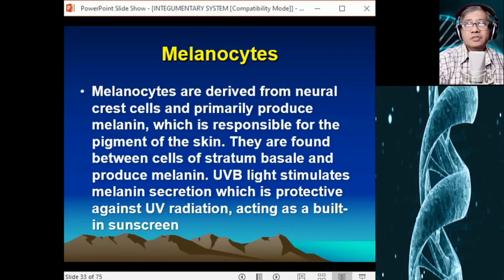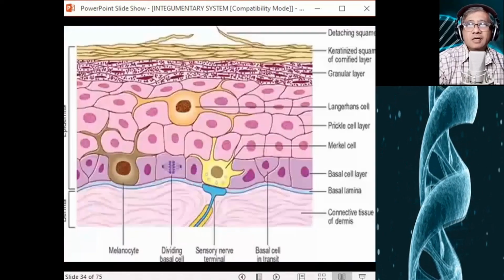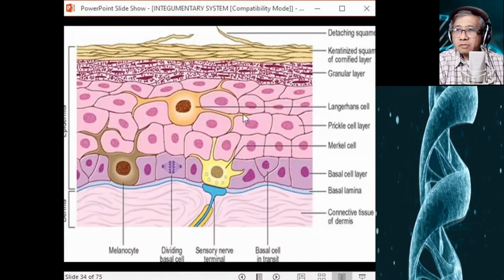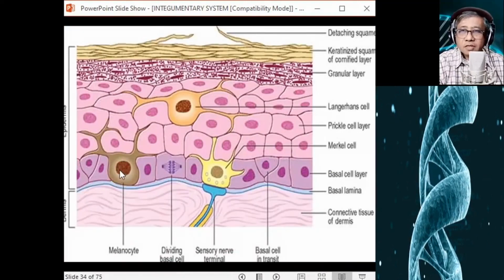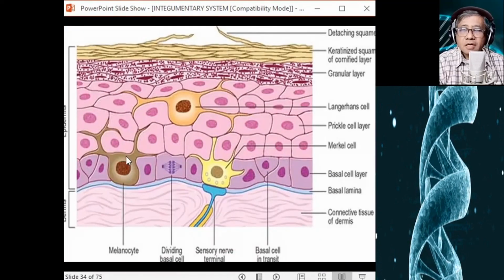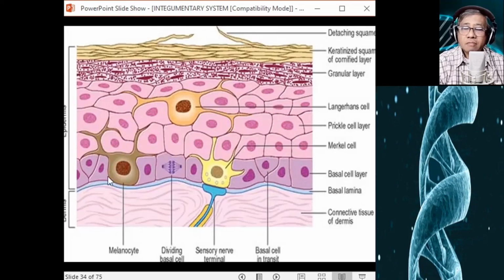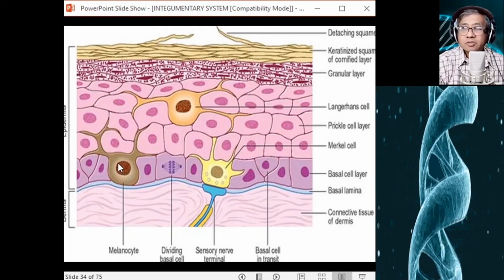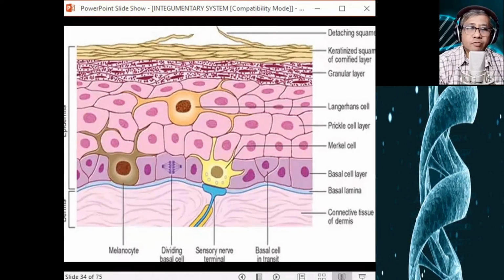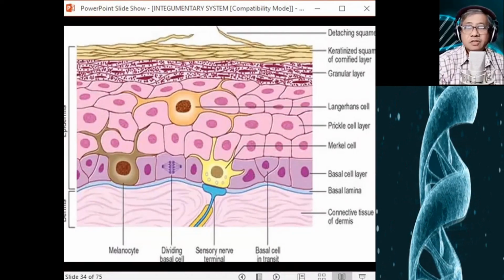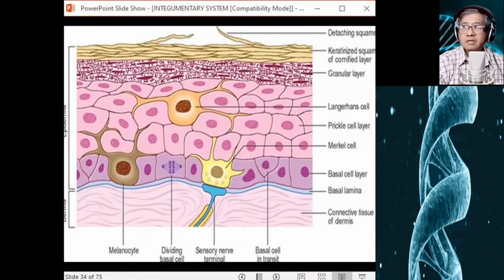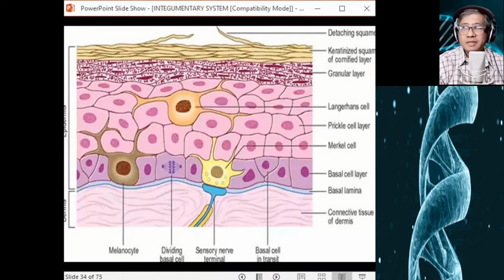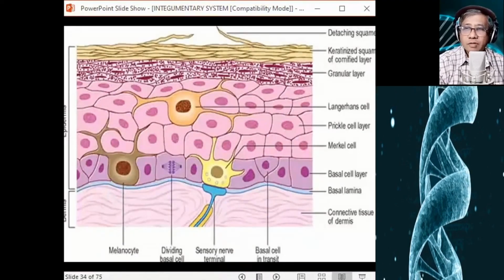So we have keratinocytes, we have melanocytes. Next, we have Langerhans cells. So ito yung mga melanocytes na nasa basal layer. And they are important in the production of melanin, which forms the skin pigmentation. Melanin protects us from UV rays and it gives our skin yung color niyan, kung dark skin or white skin. The darker the skin, the more melanin you have, and the more you are protected from UV rays.